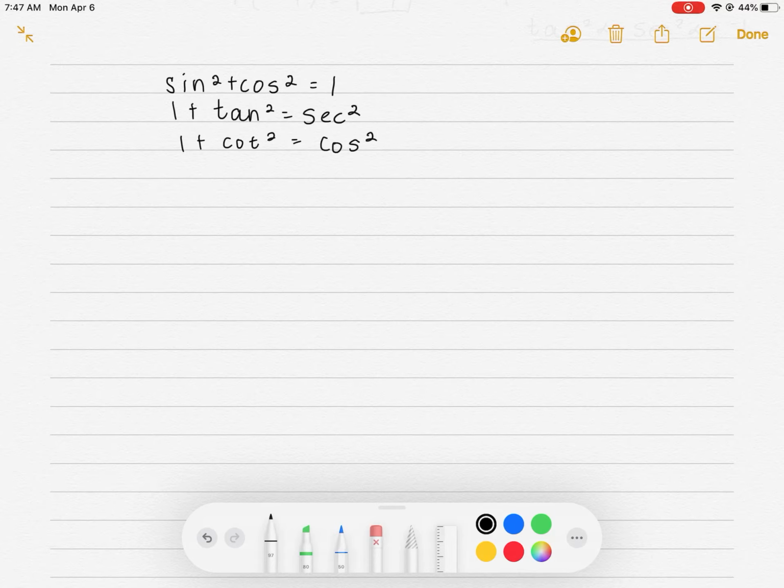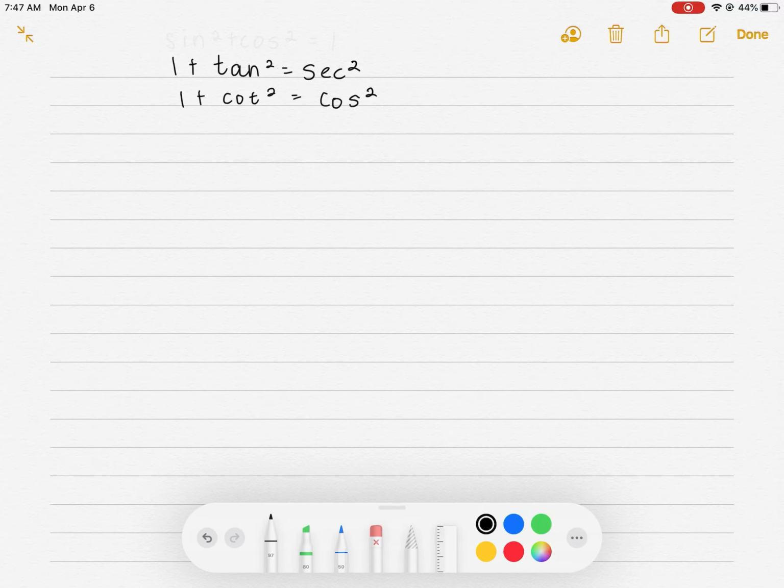All right. The next thing that you're going to have to do is use those same identities to rewrite one trig ratio in terms of another. So we're going to have this here. We want to write tangent theta in terms of cosine theta. So that means I want to know tangent theta equals what only in terms of cosine. So only cosine.